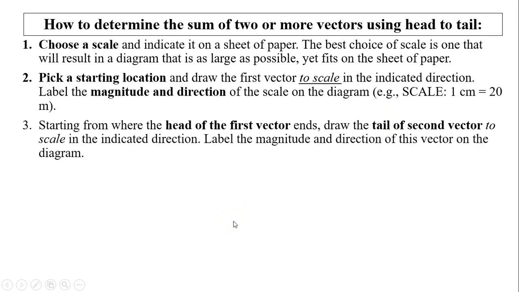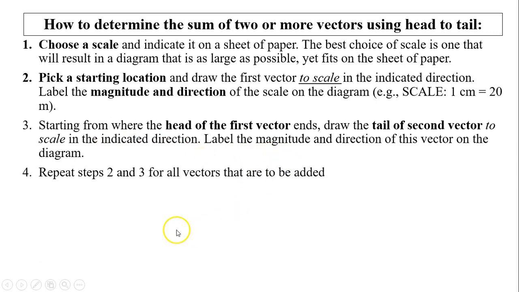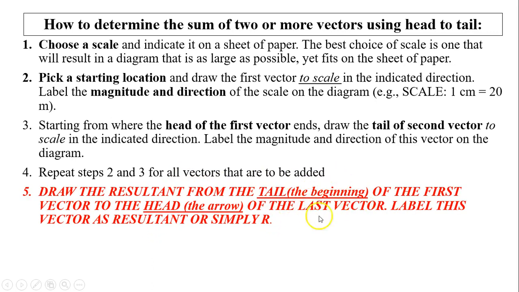Starting from where the head of the first vector ends, draw the tail of the second vector to scale, again in the indicated direction. Label the magnitude and direction of this vector on the diagram. And repeat until you finish every vector. Finally, again, I can't emphasize enough, draw the resultant from the tail, that's the beginning of the first vector, to the head, that's the end of the last vector, and label this vector R.